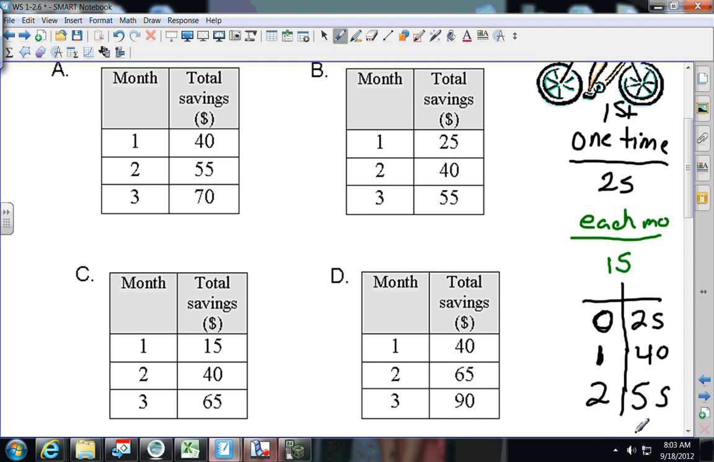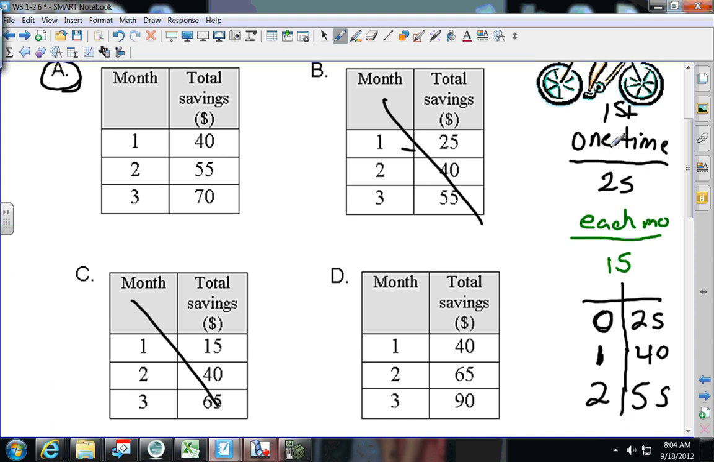So now let's look and take a second. Which table is ours? 1 and 40 could be it. This one can't be, right? So it says 1 and 25. 1 and 15. It is A.